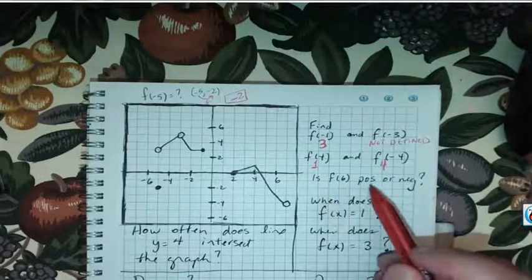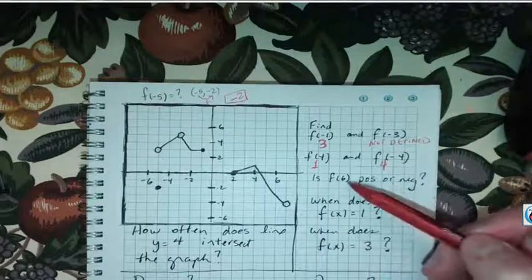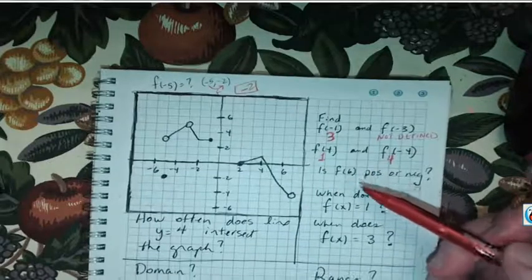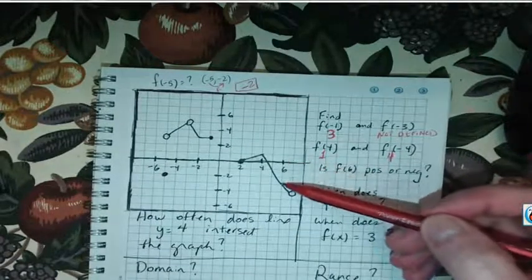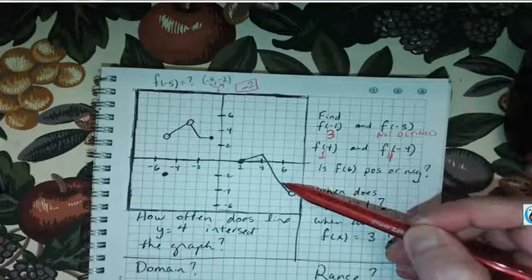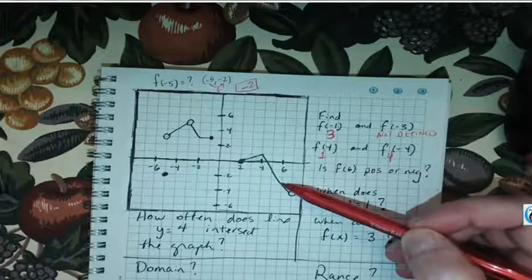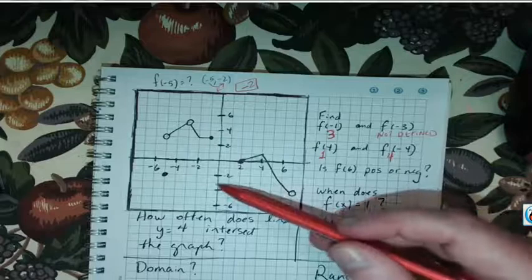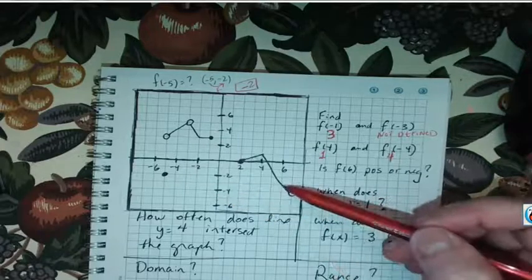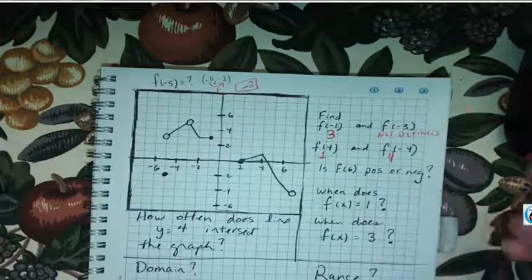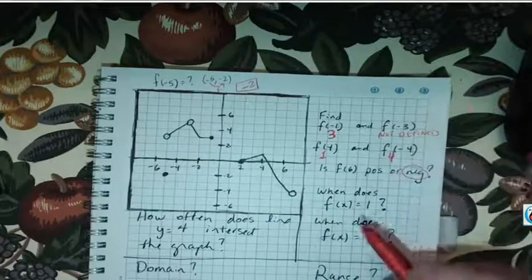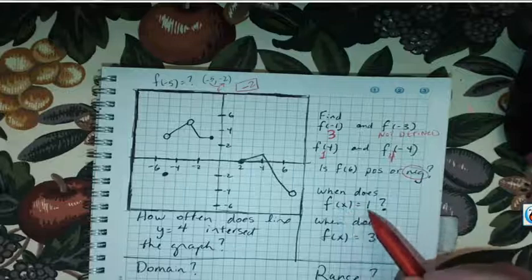Is f of 6 a positive or a negative number? I find the point whose x-coordinate is 6. There it is. So what is f of 6? Well, it will be -3, but it didn't ask me for f of 6. It just wanted to know, is f of 6 positive or negative? So it's negative.